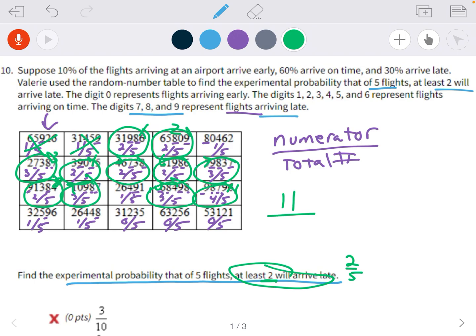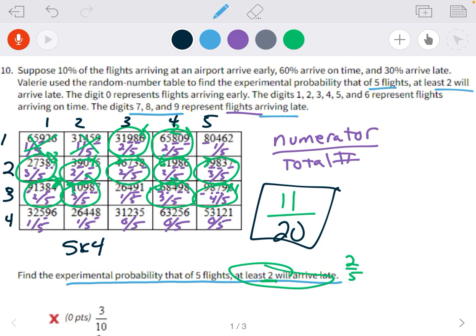What is the total number of trials that she did for the experiment? Well, to find the total number of trials, this column is 1, 2, 3, 4. So this is a table 5 by 4. So 5 times 4, she did a total of 20 trials. So the experimental probability of 5 flights with 2 arriving late is 11/20.